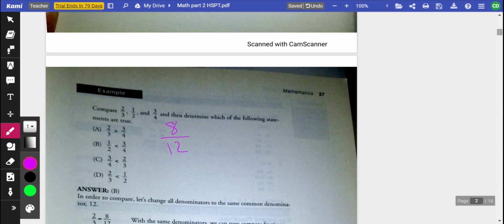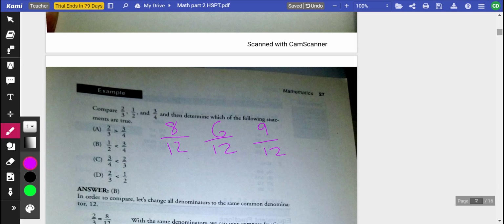I know that 1/2 in 12ths is obviously 6 over 12, because that's half. And then I have 3/4, and so that is going to be 9 over 12. Because I multiply my 4 times 3 to get me 12. So I multiply my 3 times 3 to get the 9. And then we compare these.